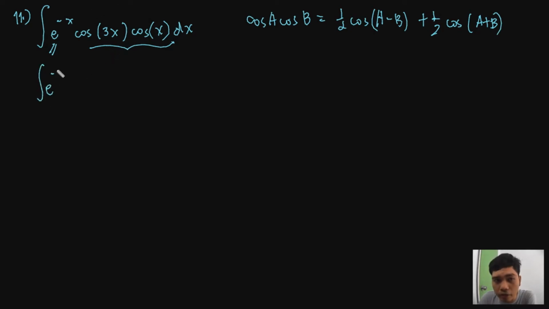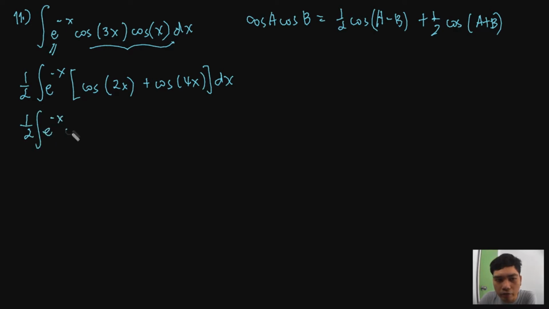So, that becomes e raised to negative x and then 1/2, multiplied with cosine of 2x plus cosine of 4x dx. Okay? And then, we can just write 1/2 the integral of e raised to negative x cosine 2x dx, and then plus 1/2 the integral of e raised to negative x cosine 4x dx.